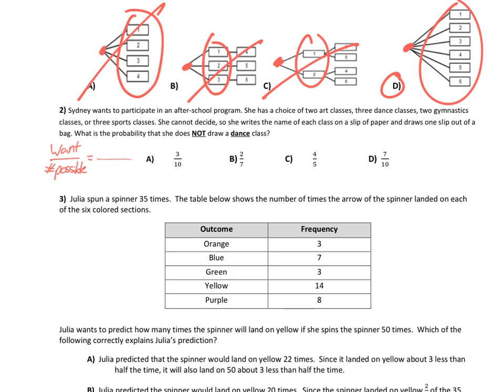So first we've got the 2 art classes, 3 dance classes, 2 gymnastics, and 3 sports classes. When I add all those up, I get a total of 10 classes that she can choose from. Well, out of those 10 classes, we're trying to figure out which one is not dance. So 3 of those 10 are dance classes. So what we want is not dance, so we're going to do 10 minus 3. So we have 7 classes that are not dance. So I'm going to put my 7 above there, and I'm just going to look for that answer on my answer choices.